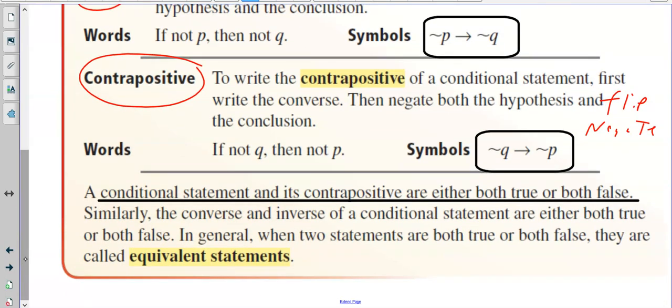So a conditional statement and its contrapositive are either both true or both false. Similarly, the converse and inverse are either both true or both false. In general, when two statements are both true or both false, they are called equivalent statements.